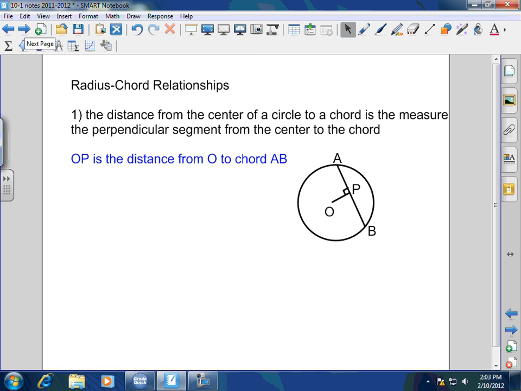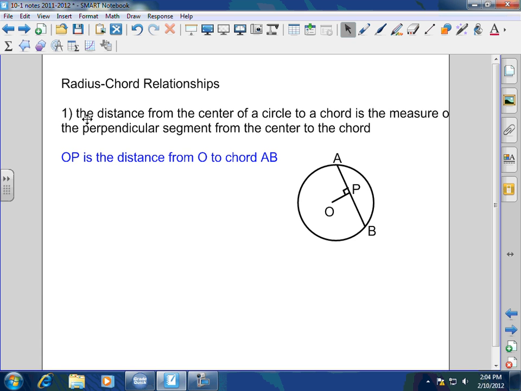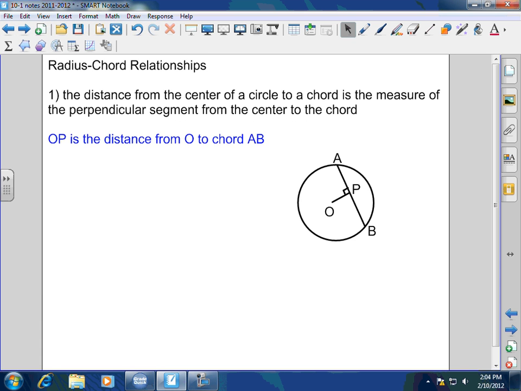Okay, now, radius-chord relationships. We're going to be working with this concept here, guys, and you're going to see how this all comes together with a few theorems that we're going to prove. It's called the radius-chord relationships. The distance from the center of a circle to a chord is the measure of the perpendicular segment from the center to the chord.